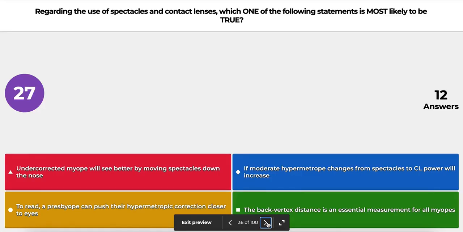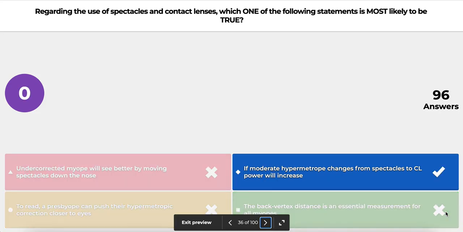The next question asks about the use of spectacles and contact lenses. Which one of the following statements is most likely true? A: An uncorrected myope will see better by moving the spectacle down the nose. B: If a moderate hypermetrope changes from spectacles to contact lenses, the power will increase. C: To read, the presbyope can push their hypermetropic correction closer to the eyes. D: The back vertex distance is an essential measurement for all myopes. Okay, B is the right answer.